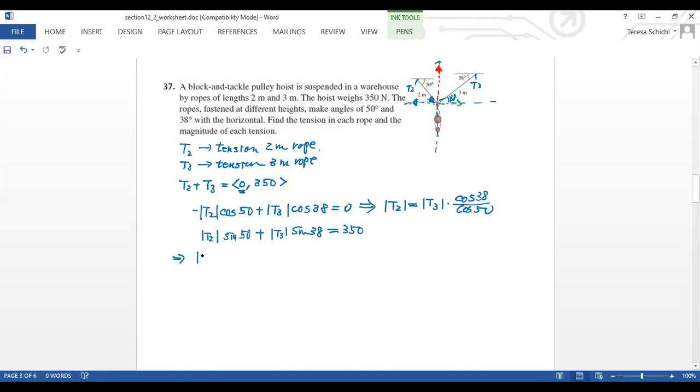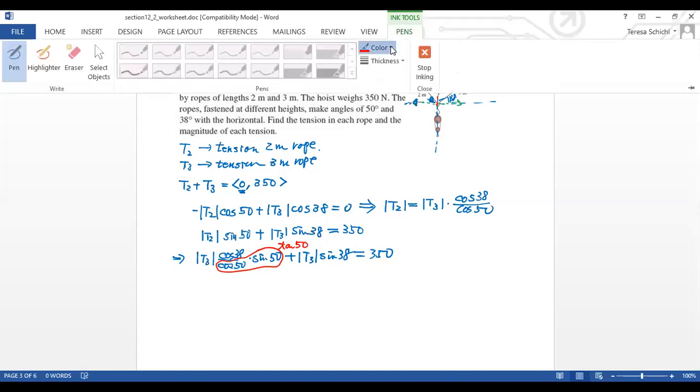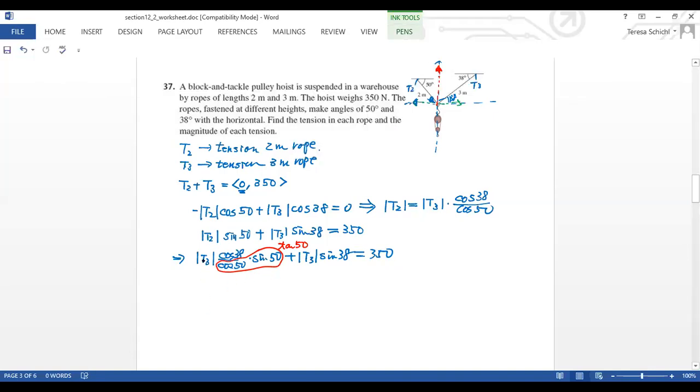So the T2, this is T3 cosine 38 over cosine 50, times sine 50, plus T3 sine 38, equal to 350 here. All right, so now in here, this one's cosine, sine, if you want, you can change this to the tangent 50 here. All right, so now let's go to here. Okay, so now how do I solve T3? Okay, so you can factor the T3 out.